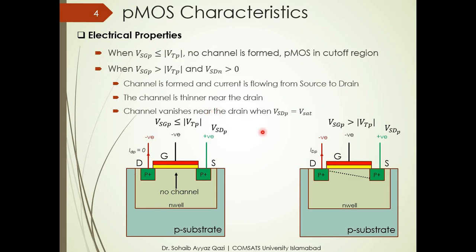And obviously we have also said that the channel vanishes near the drain when VSDP is equal to V saturation. Whenever the voltage VSD applied between the source and drain terminals is around saturation, the channel near the drain terminal will vanish, that is, it will pinch off.